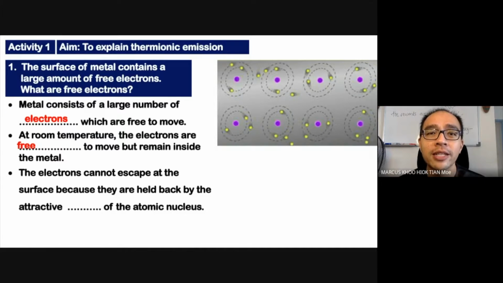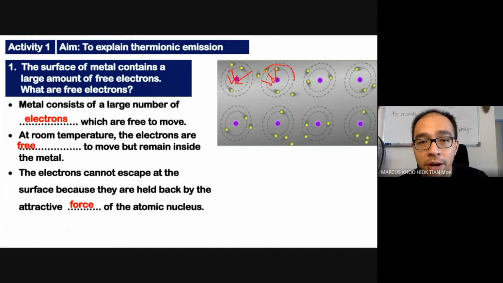Because if you have no reason to move, why would you want to move? So the electrons cannot escape at the surface because they are held back by the attractive force of the atomic nucleus. In actual fact, it is not that they don't want to run away. They may want to run away, but they cannot, because number one, it's room temperature, and number two, at room temperature, the nucleus of every atom is actually pulling the electrons towards it. So the best thing they can do is just orbit around the nucleus. They can't really escape because they are being pulled. They're bound to the atom.